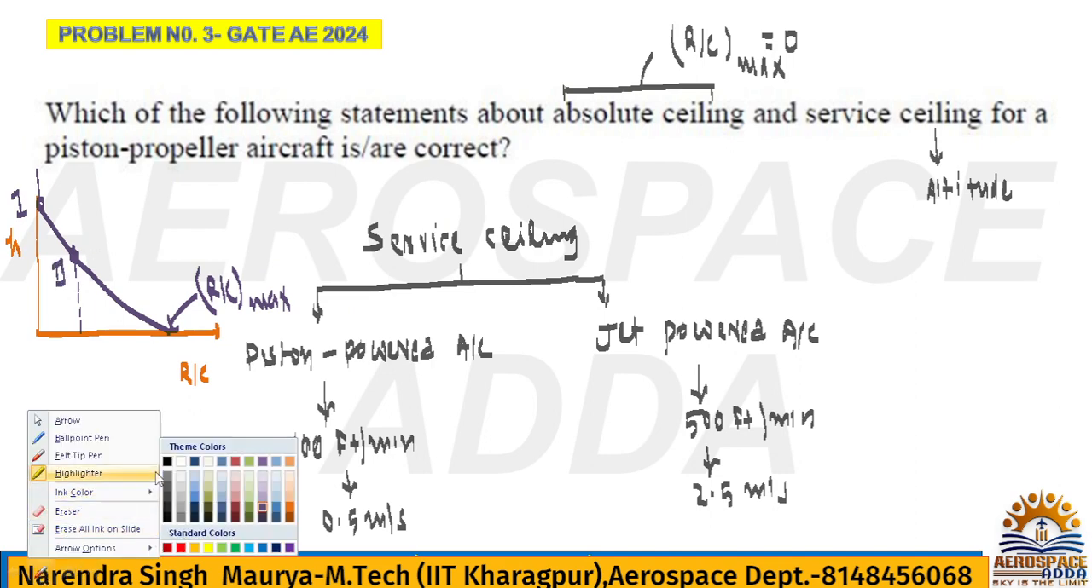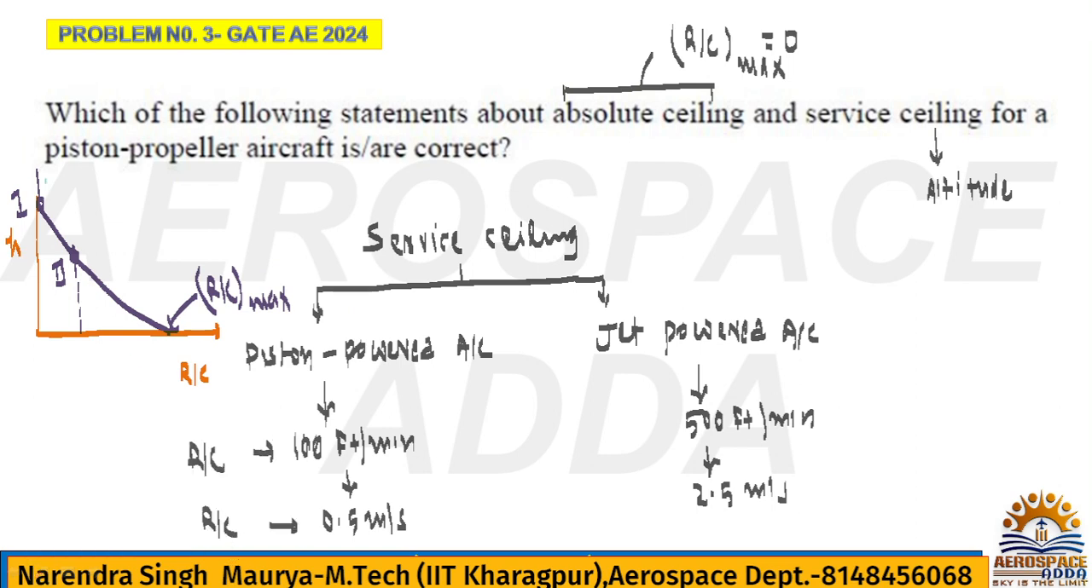So where maximum rate of climb becomes 0, that point is called the absolute ceiling. Check this maximum rate of climb. Basically this is the rate of climb x-axis, and the maximum rate of climb is here. Here that maximum rate of climb becomes 0. So this point will be called absolute ceiling. And the second point is called service ceiling. I told you ceiling is the altitude.